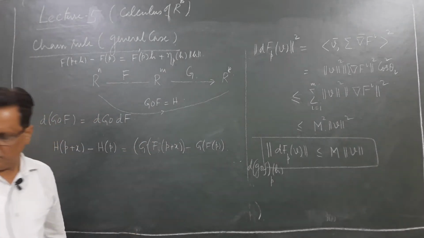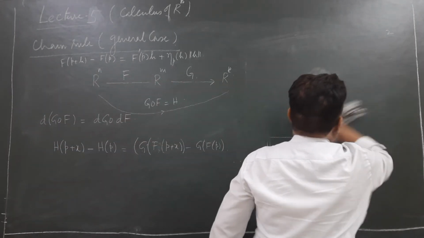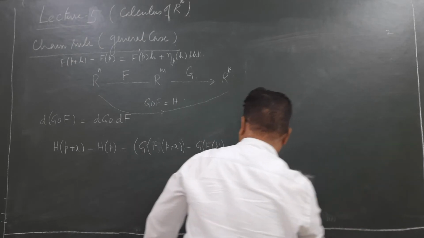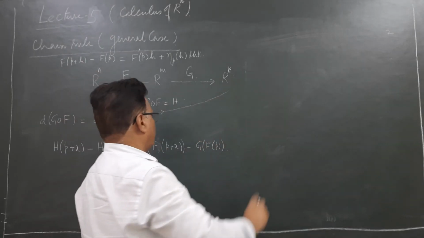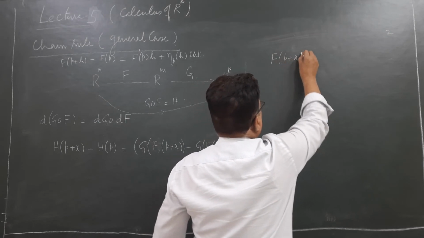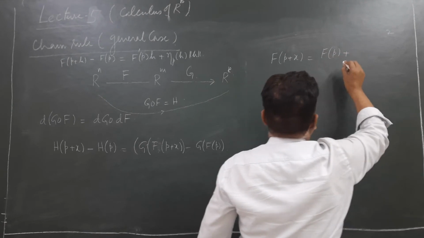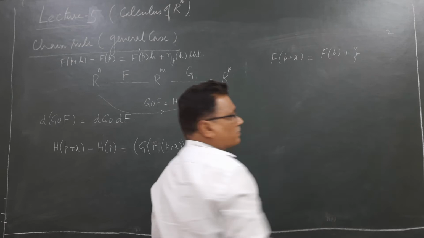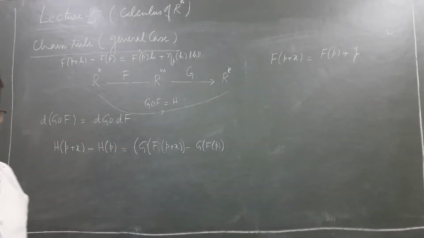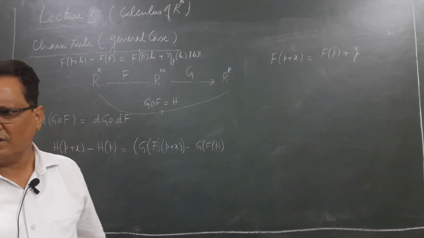Now what I will do, I will write f of p plus x as f of p plus something. Let me write f of p plus x equal to f of p plus something, and that something I am calling y. So is f linear here? No, it is not linear.